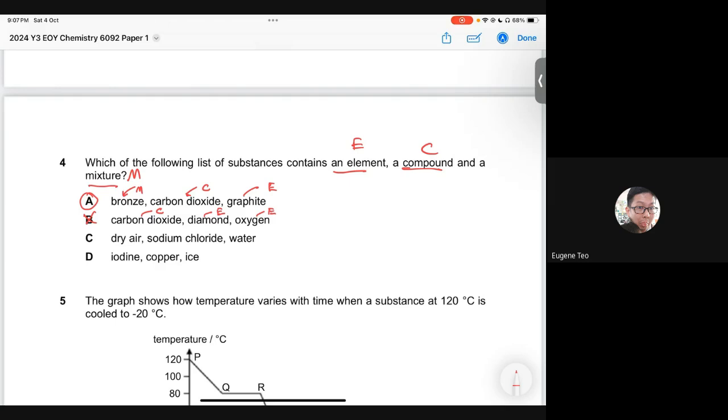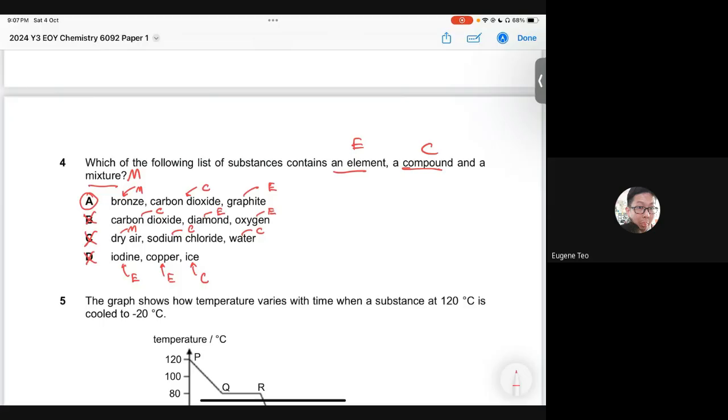C, dry air. Air is a mixture itself. Sodium chloride, I know is a compound. Water is H2O, so it's a compound. That's why C cannot be the answer. Last one, iodine is an element. Copper is an element. Ice is water, which is a compound, so therefore D cannot be the answer. So for this one, answer is actually A.